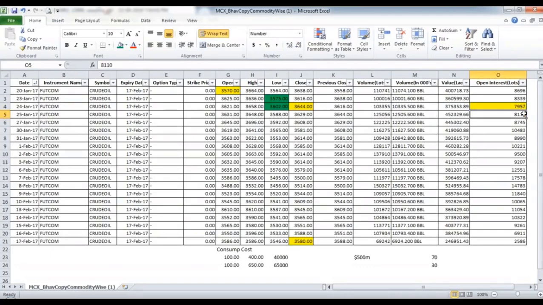The 7957, 8110. Did the selling increase? Yes, sir. It increased. Okay. If the selling increased, did it break the low and close of previous day? It did not, right? It did not close. Next day again the selling increased.